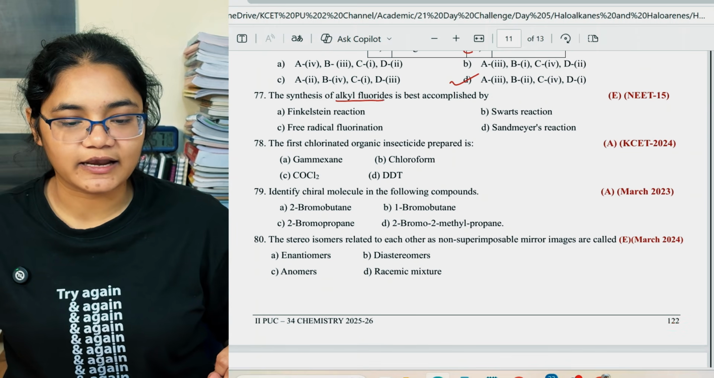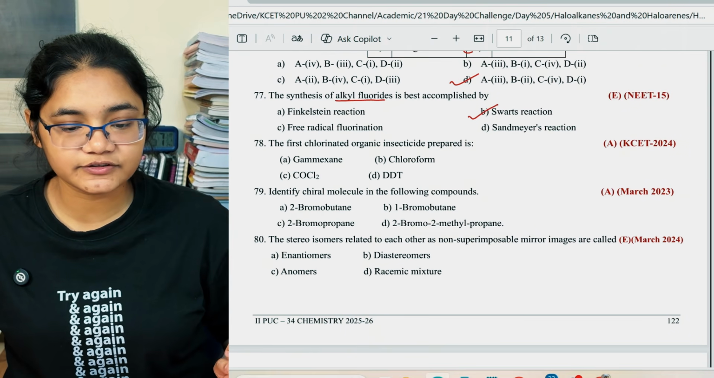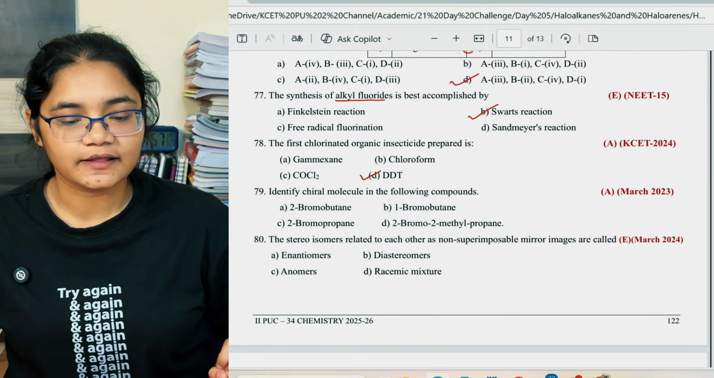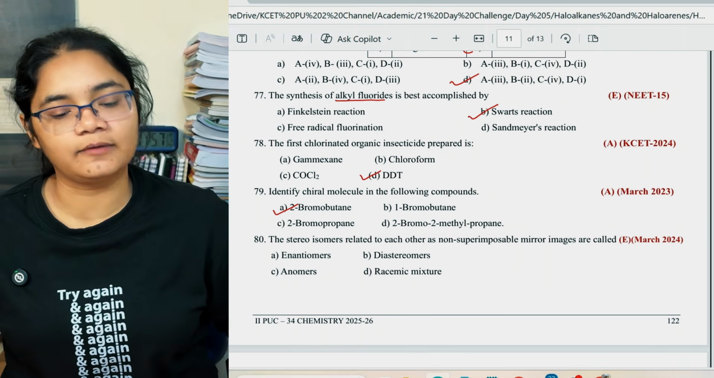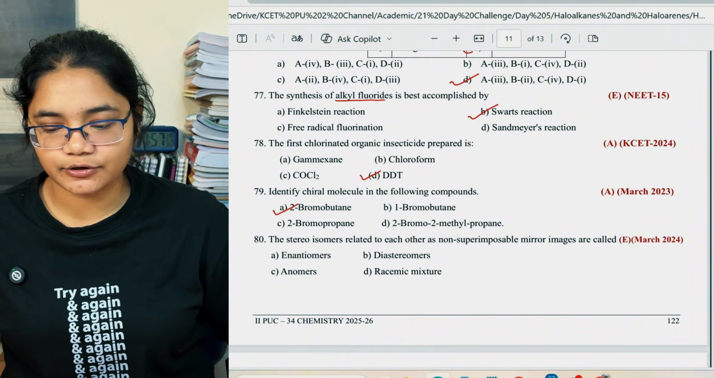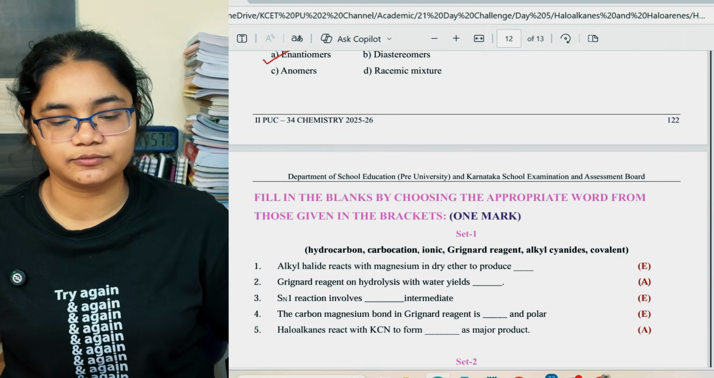Next, the synthesis of alkyl fluorides is best accomplished by Schwarz reaction. The first chlorinated insecticide is DDT. The chiral molecule in the following is 2-bromobutane. Okay, you know it is chiral because all the 4 groups are different. The stereoisomers related to each other as non-superimposable mirror images are your enantiomers.